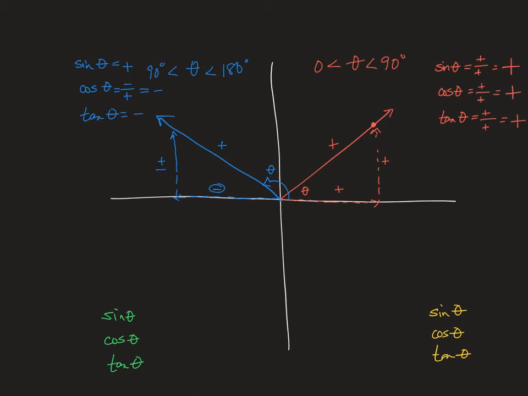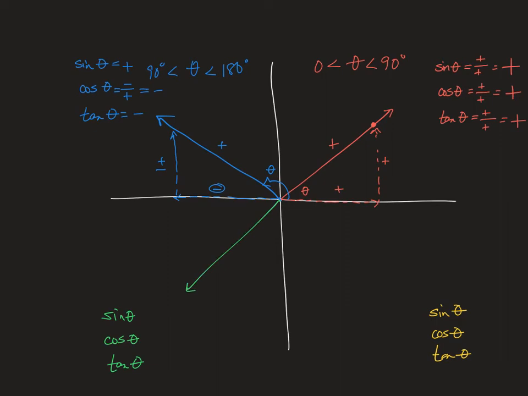So what I want you to do is pause the video right now and try to come up with the signs of each one of your trig ratios in quadrant 3 and quadrant 4. Okay, we're back. And so we can go pretty quick.